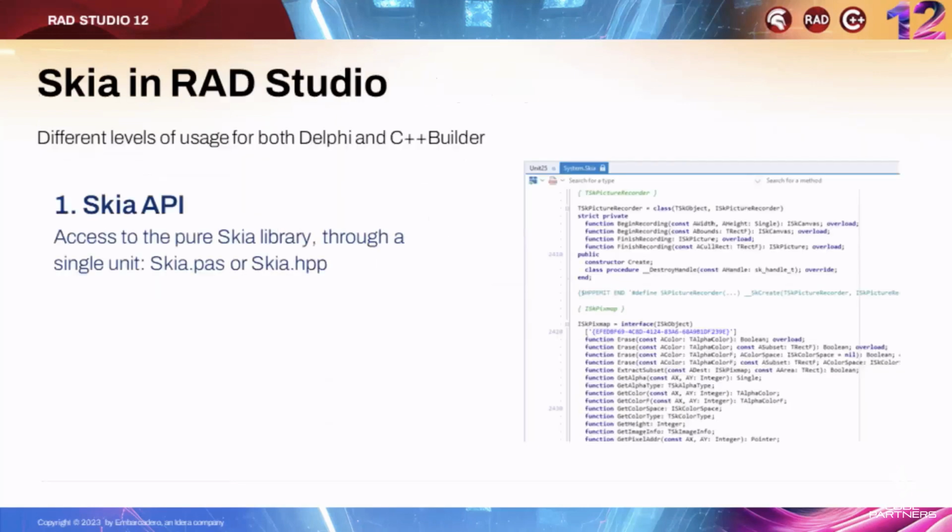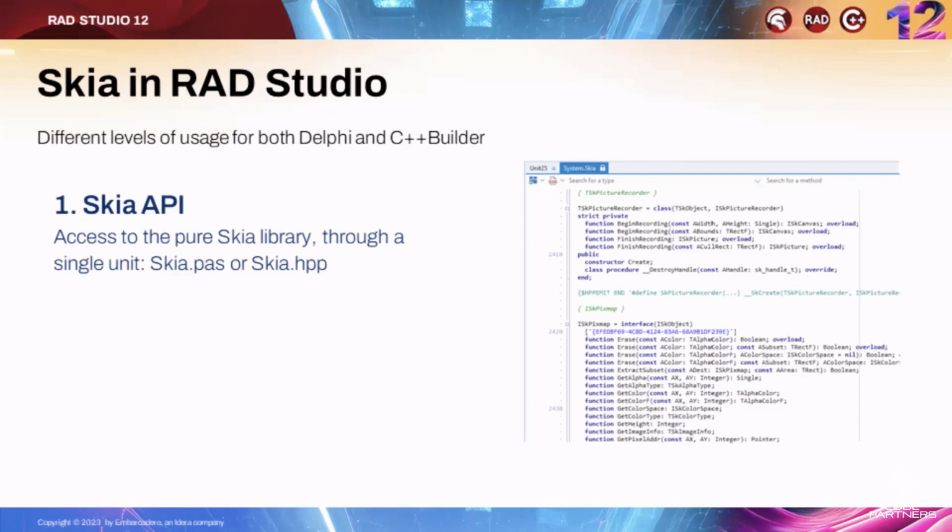Now, how do you use Skia in RAD Studio? There are multiple ways of doing it. It depends on what we're looking for. One option, which is probably not the most common one, I would expect, is just using the Skia API. The API is available through a unit. This is a small example. You can really just start coding against the Skia API.